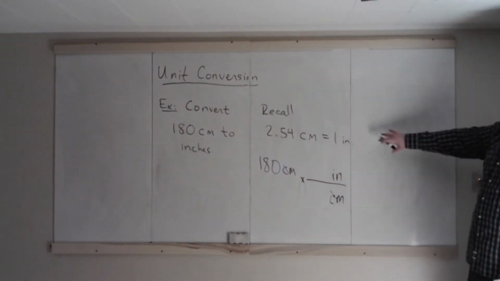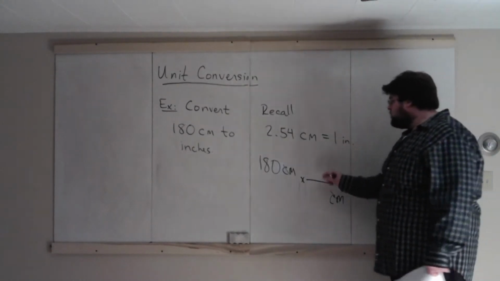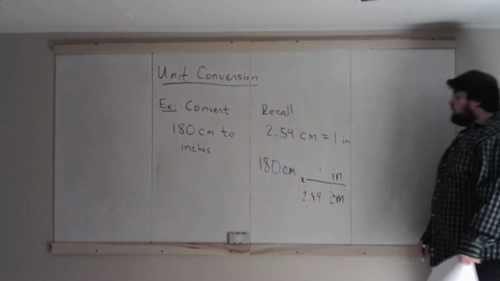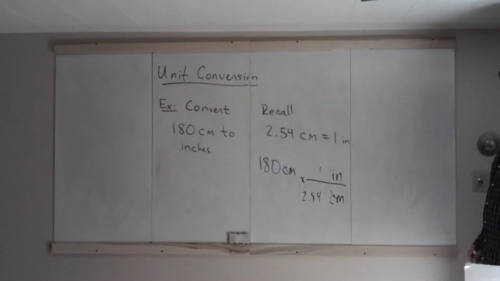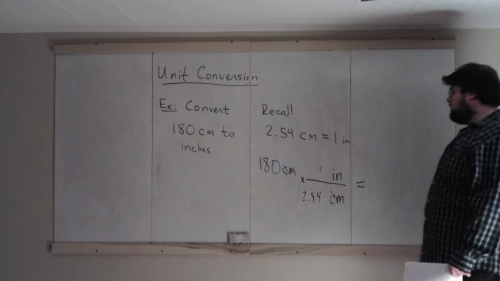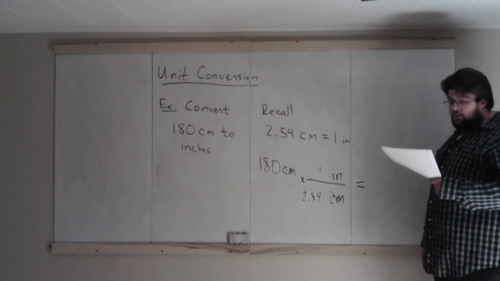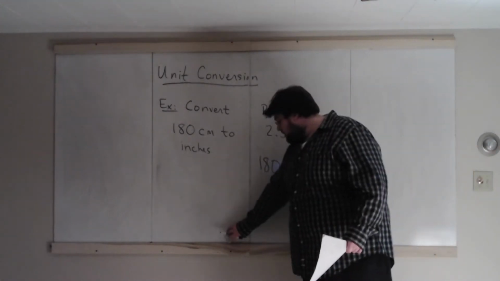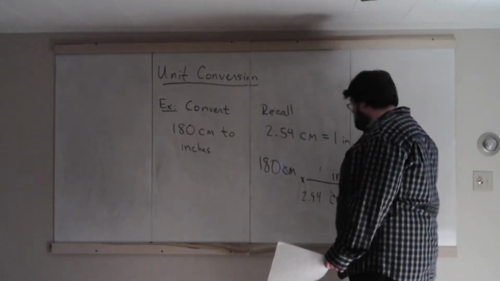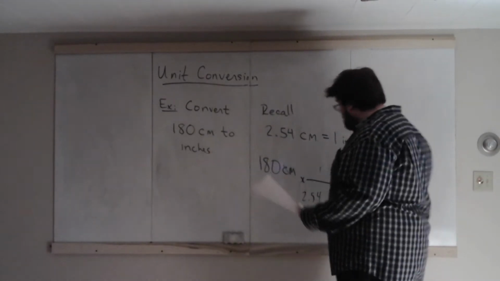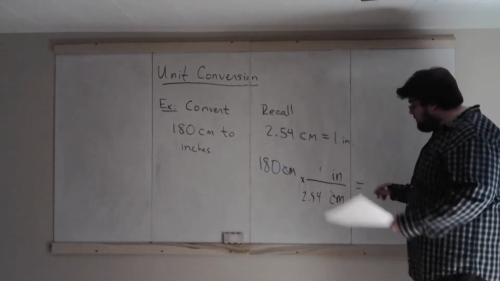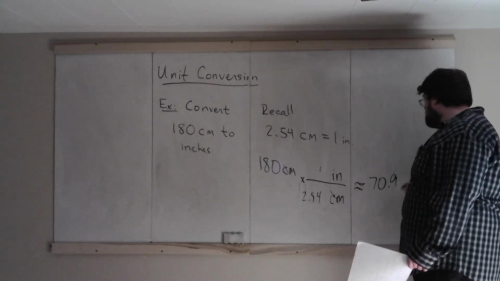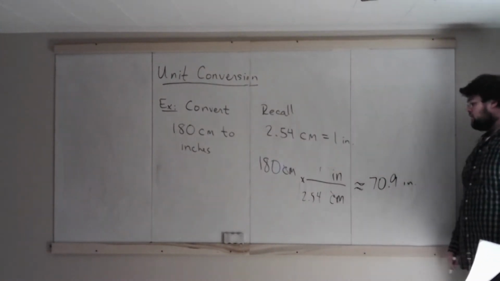Now we use the conversion factor to fill in the numbers. 1 inch in 2.54 centimeters. So right here, this will give us 180 centimeters in inches. So 180 divided by 2.54, you can use a calculator for this. I'm not going to have you go through that computation. That's not a good use of time. This is approximately equal to 70.9 inches.